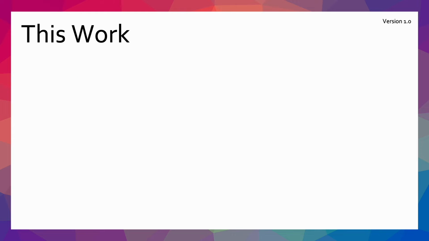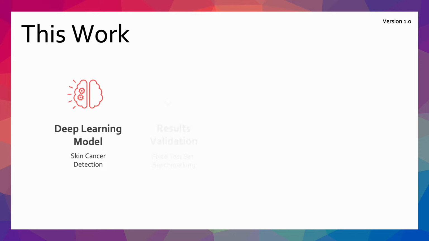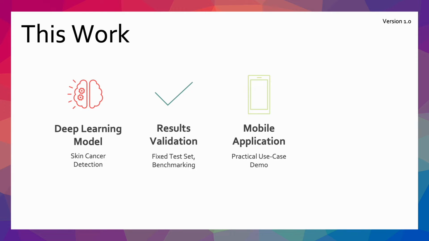In this work, we introduce four main objectives. Firstly, we introduce a deep learning model that detects skin cancer and can determine whether a lesion is harmful or harmless. Secondly, we do extensive result validation. We do it by having a fixed test set on the HAM 10000 dataset, as well as extensive benchmarking based on the current literature and work which is available open source. Thirdly, we develop a mobile application in which we deploy the model and we demonstrate the usability of the model in a practical use case.